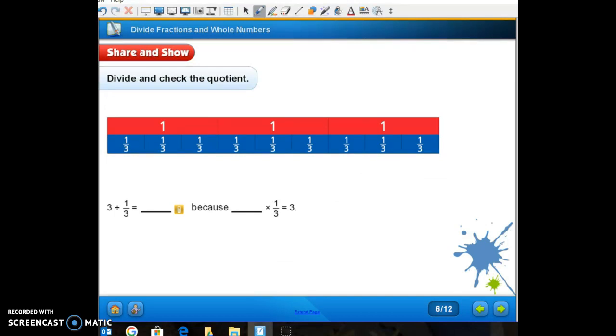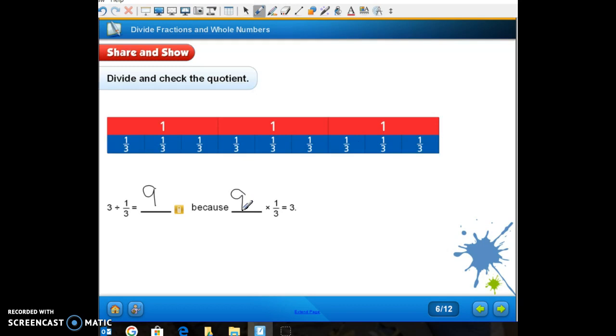Let's go on and look at this first share and show. It says divide and check the quotient. 3 divided by 1/3. How many 1/3 fraction strips do we have? 3, 6, 9. So 3 divided by 1/3 gives us 9, because 9 times 1/3 is 3. Can you guys see that? Do I need to write it out and do the problem? We can see it.